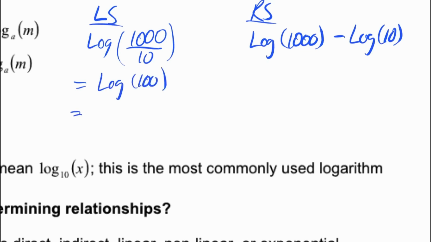And what power of 10 gives us 100? The answer is 2. Now on the right-hand side, log of 1,000 is 3 because 10 to the exponent 3 is 1,000, and 10 to the exponent 1 is 10. 3 minus 1, we have 2.